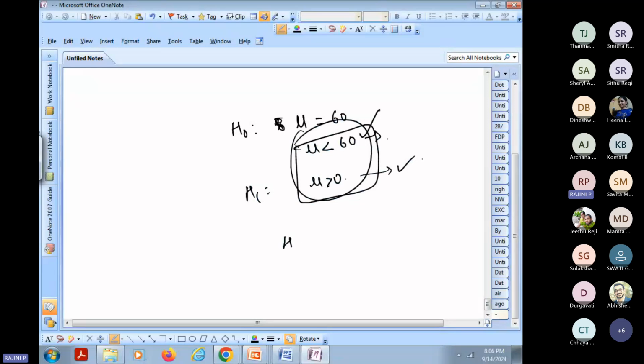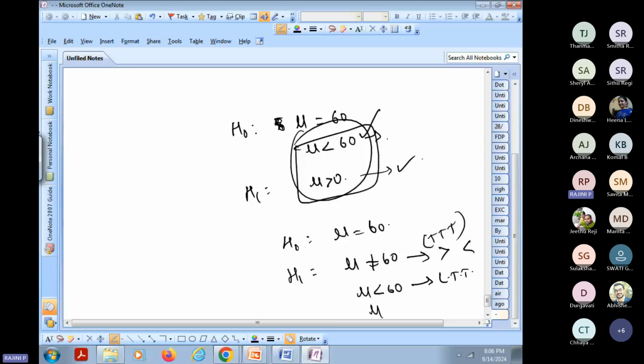And if you're taking H naught, mu equal to 60, then H1 you can take as not equal to 60. In that scenario it can be greater than 60 or less than 60, it can be anything. This is called the two-tailed test. Suppose I wanted to test less than 60, then it is called the left-tailed test. If I wanted to test whether the average marks is greater than 60, then we call it a right-tailed test.